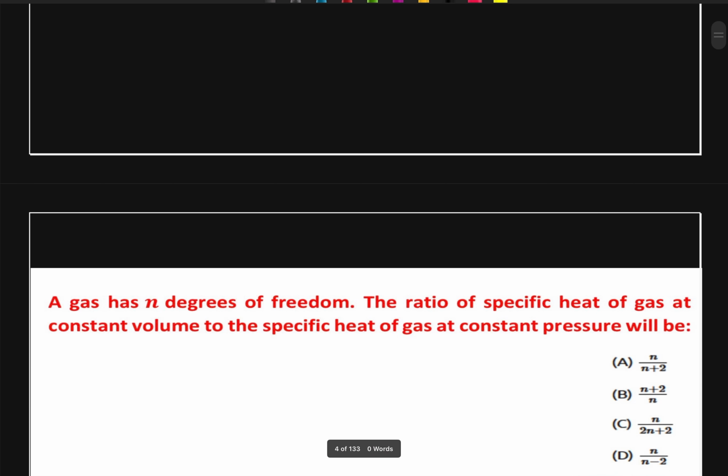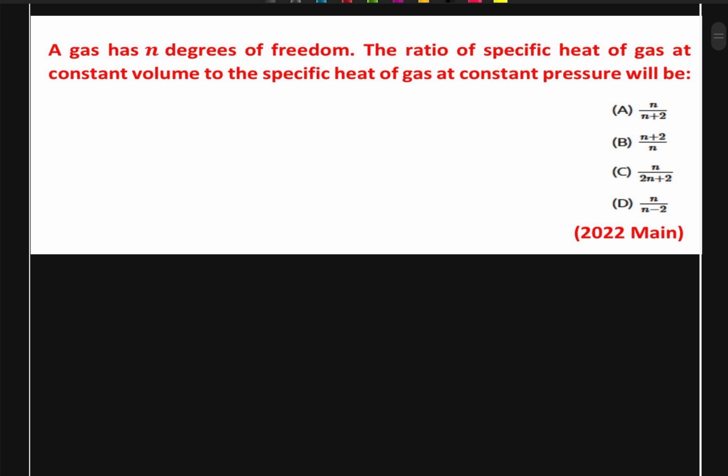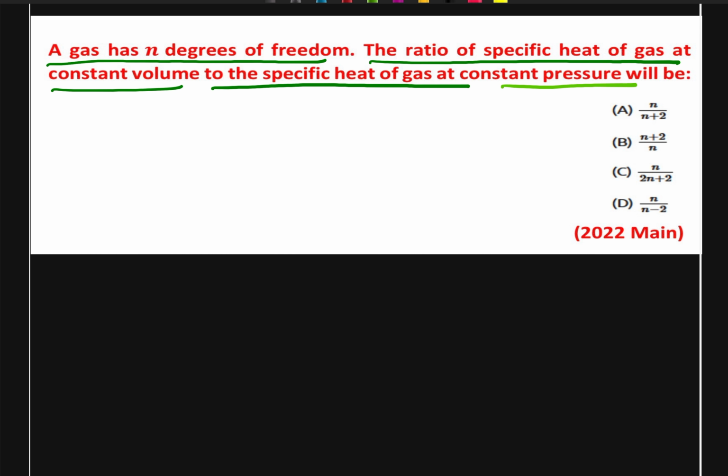Next question. It states that a gas has n degrees of freedom. The ratio of specific heat of the gas at constant volume to the specific heat of the gas at constant pressure will be. Okay. So here we have to find out the ratio of Cv to Cp. And it is said that it has n degrees of freedom.